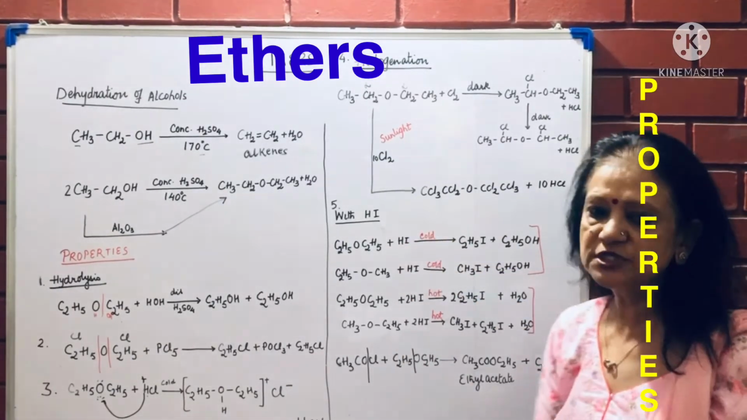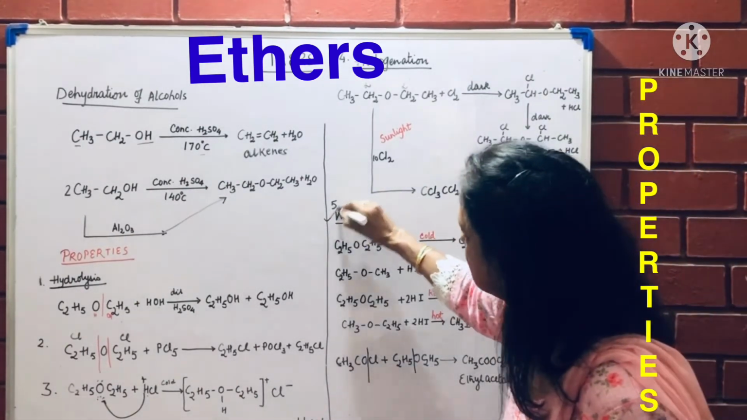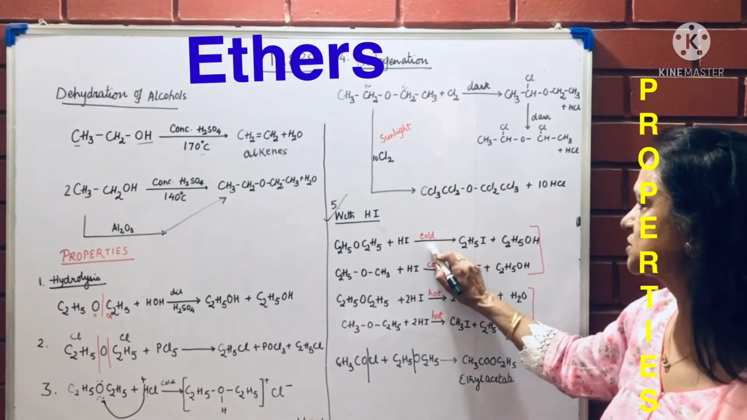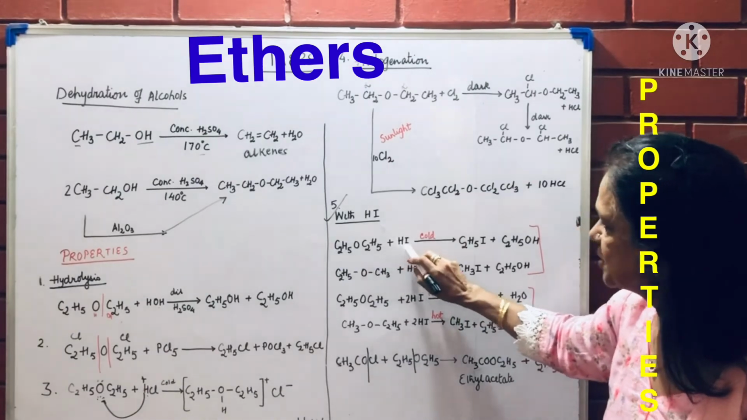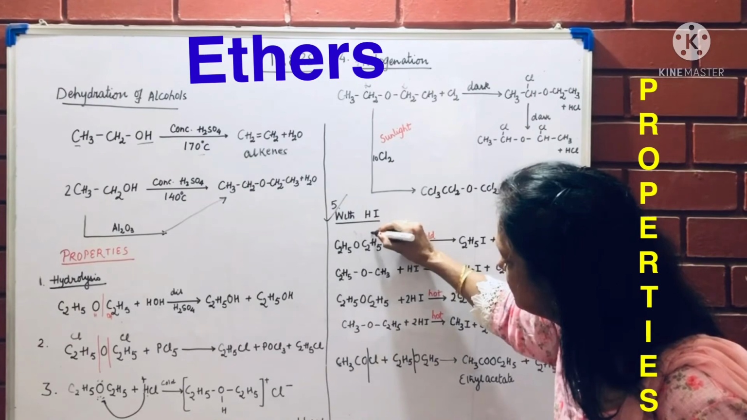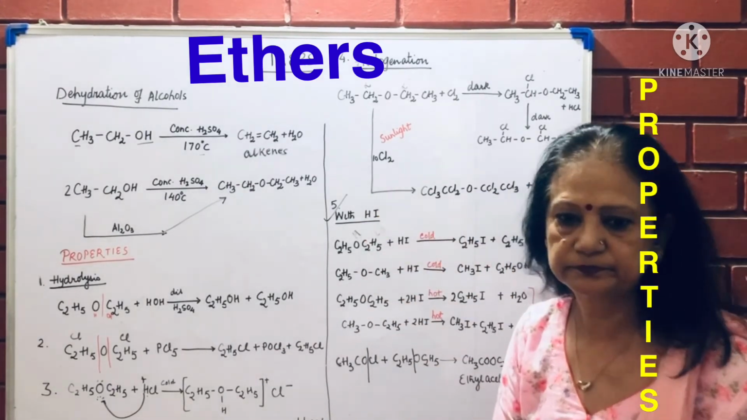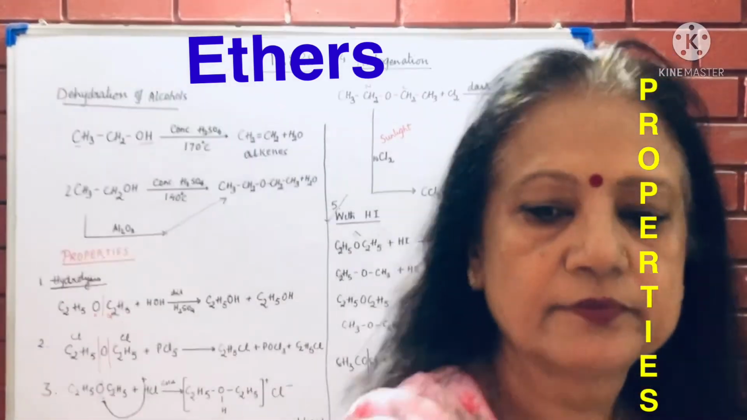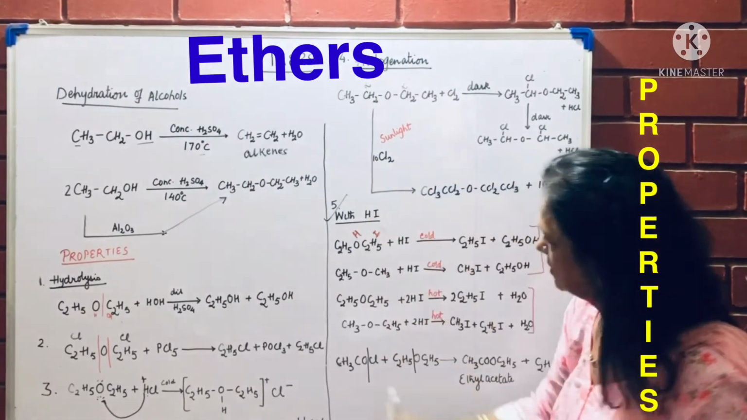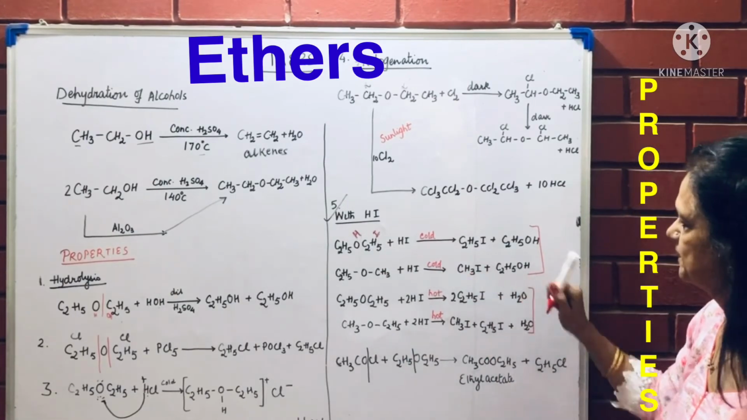With HI, the most important reaction which is asked every year is this reaction. So again, two situations here. If I use cold, then H and I, one side I attaches and one side H. If I attach H here and I here, sorry, so one side H and one side I. So C2H5OH plus C2H5I is formed.